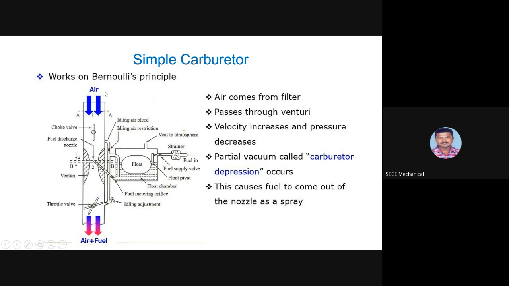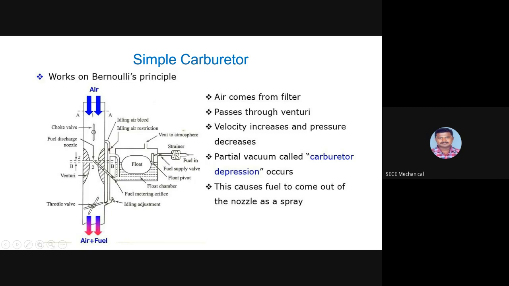So the air comes from the filter and this air is going to pass through the venturi. Then velocity increases and pressure decreases when it passes through the venturi. And a partial vacuum called carburetor depression is going to occur in this particular area. So this causes fuel to come out of the nozzle as spray, because here we have a float chamber and that float chamber will have fuel.